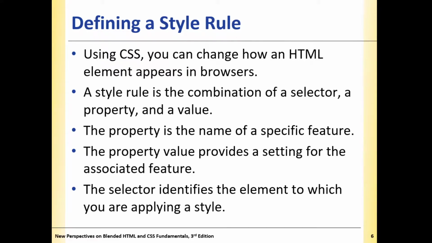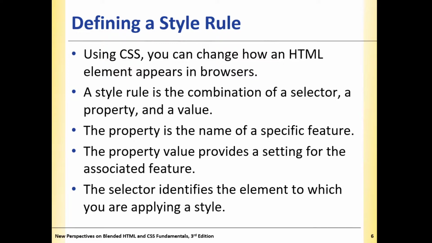In this video, we're going to learn how to define a style rule for our page. So a style rule is a combination of three things: a selector, a property, and a value. The selector identifies the element that we're going to apply the style to. So a selector could be something like an H1 or an H2 or a P. For a paragraph, we could apply a style to a paragraph. We could apply a style to a heading.